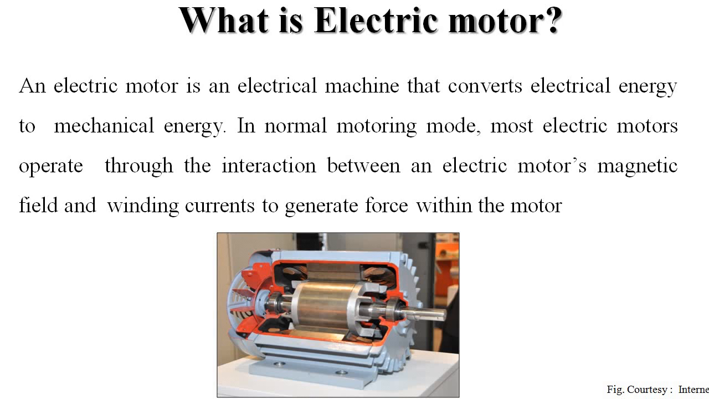So for an electric motor, the stator generates a magnetic field and we are passing current through the armature or through the windings, which generates an electromagnetic field and that produces torque. That's how the electric motor rotates. In detail we are going to see in our next slides.